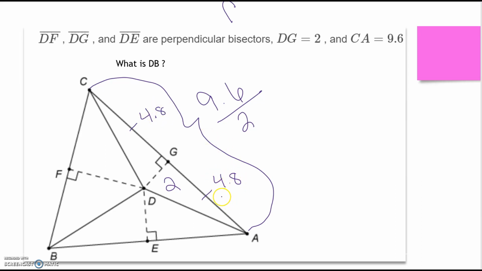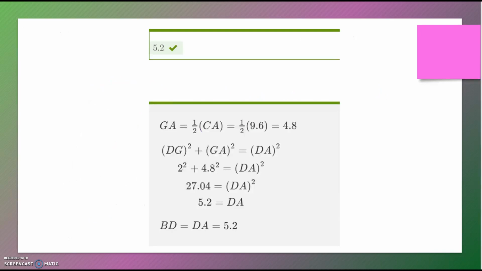And we are looking for DB. And see, all of these are congruent to each other. So we just have to find one of them, and we can find the rest of them, because that's the circumcenter theorem. And so we plug this into the Pythagorean theorem. a squared plus b squared equals c squared. And the next slide shows this all worked out. So you find the half, plug it in the Pythagorean theorem, and find that it's 5.2.